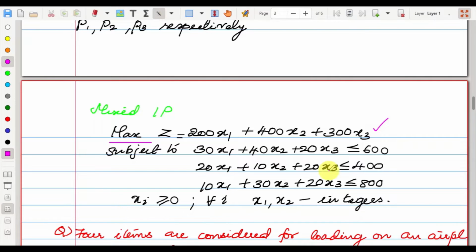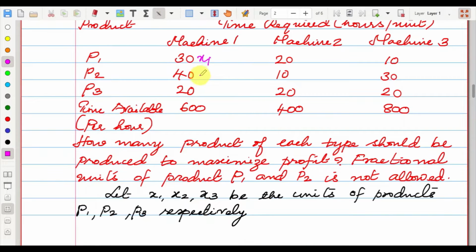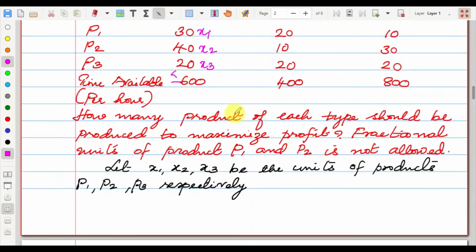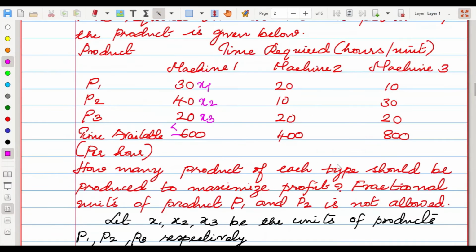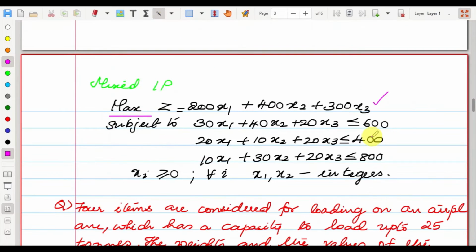Subject to, we need to write the constraints. 30x1 plus 40x2 plus 20x3 will be less than or equal to 600. Another constraint is 20x1 plus 10x2 plus 10x3 less than or equal to 400. And another one is 10x1 plus 30x2 plus 20x3 less than or equal to 800. So these are our constraints.